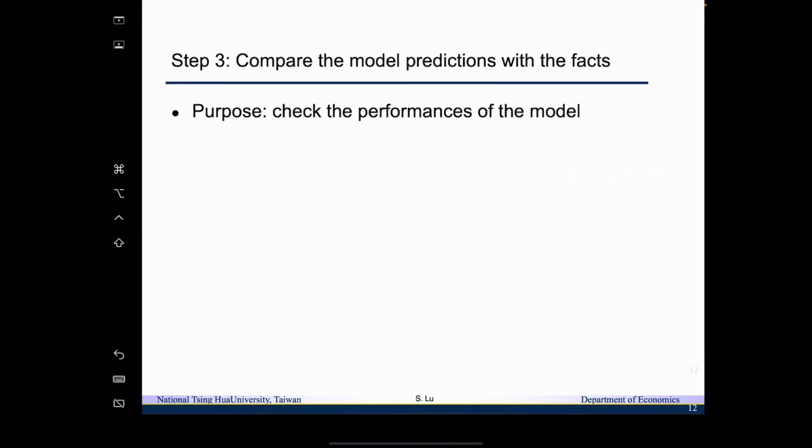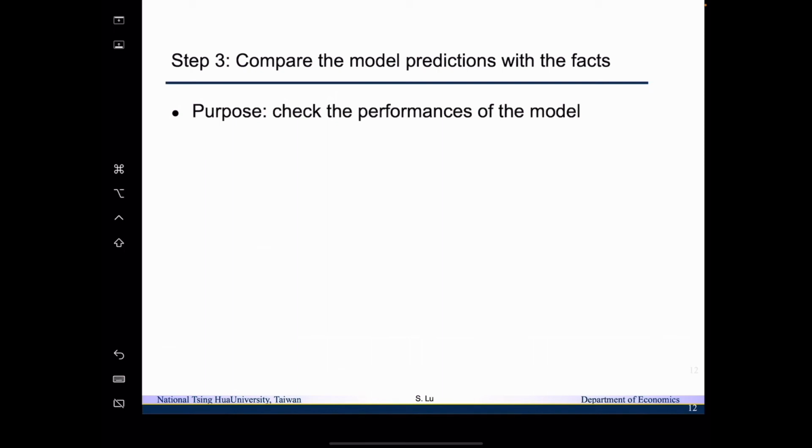If the model prediction doesn't do well with the facts, then we need to modify the model, until the model prediction is consistent with the economic fact that we want to focus on. So in fact, when writing a paper, up to this part already takes you a lot of time, so it can already be claimed a completed paper.